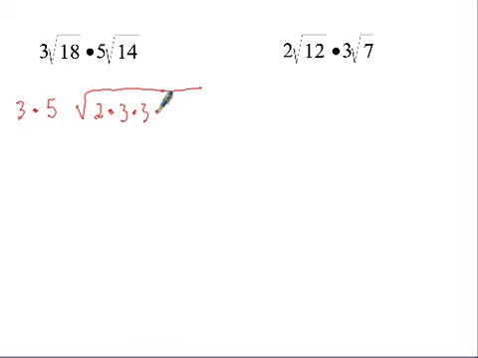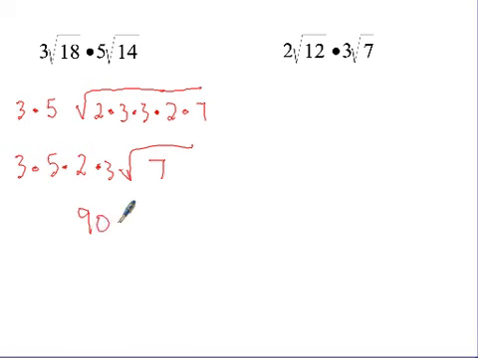Now let's break 14 down. 2 times 7. So look for pairs. So 3 and 2. Got a pair of 2s. So I'm going to move that to the outside. 3 times 5 times 2. I've got a pair of 3s. I'm going to move that to the outside. And then I'm going to leave inside what? Square root of 7. So 3 times 5 is 15, times 2 is 30, times 3 is 90. 90 times the square root of 7.